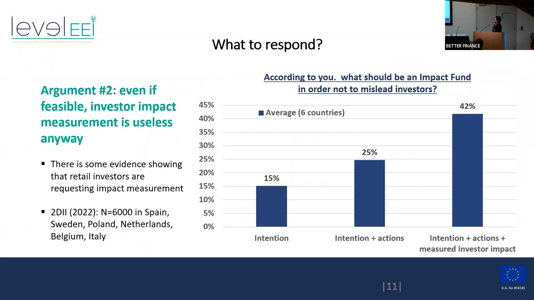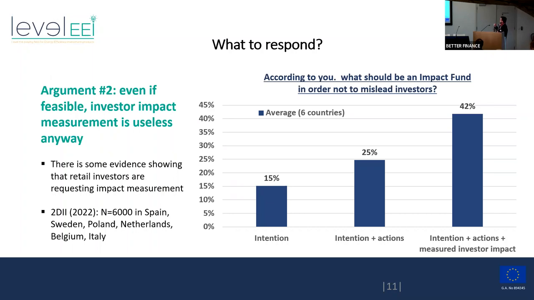Second argument, it's useless because investors don't care. We have just run a survey over 6,000 people in six European countries. And one of the questions asked was about the dimensions that should be part of any impact fund so that the fund will not be misleading to people. And we proposed different answers. One answer was about intentionality only. An impact fund would be a fund that has the intention to deliver impact only. Is it enough for you to accept that an impact fund would be like this?